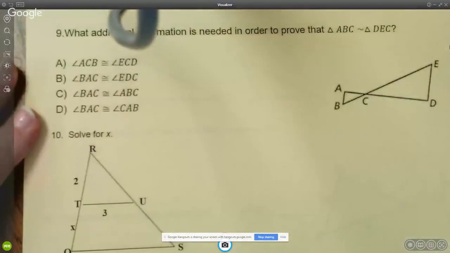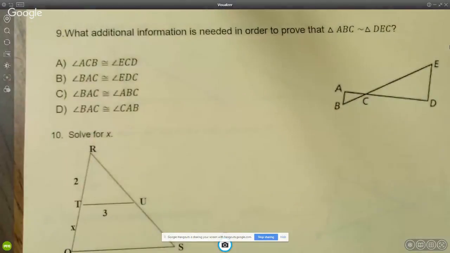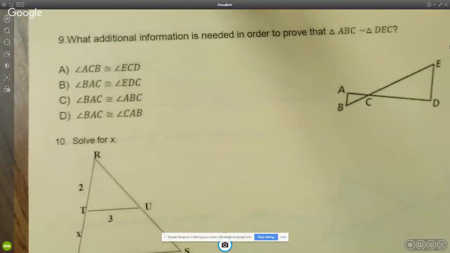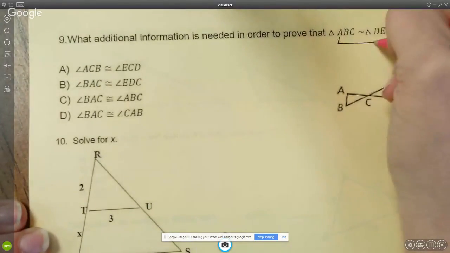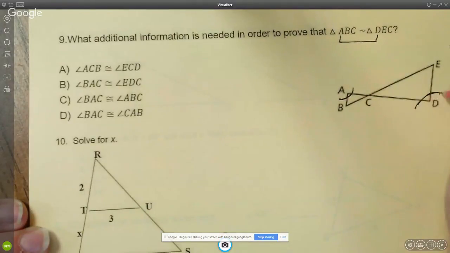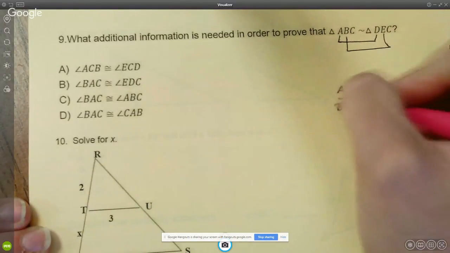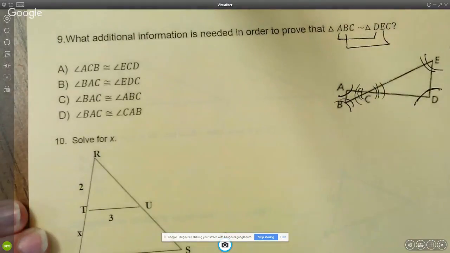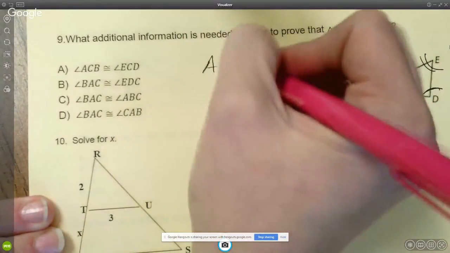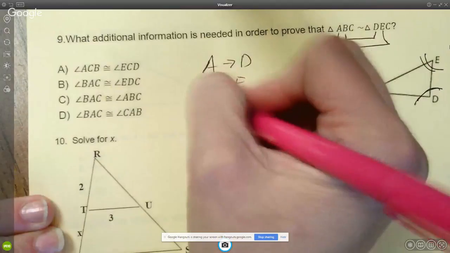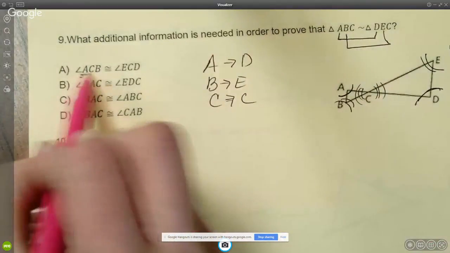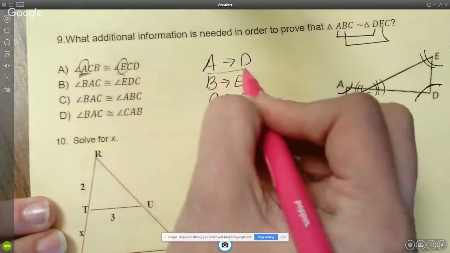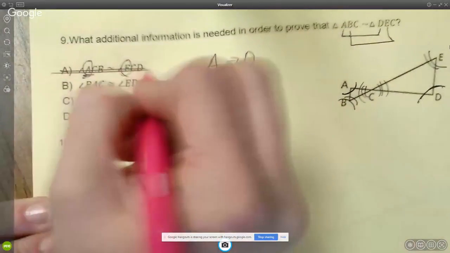Next. Somehow yellow paper was in my printer, so now we have yellow. What additional information is needed to prove this? Again, we want to make sure that we map the letters just like we did in class. A matches to D. Here's A, here's D. B matches to E. B, E, and then our C's match. So we have to see, well, A, D, this is kind of how I did it in class for some of your classes. So if this says A, does A match to E? No, B matches to E, so it can't be this one.